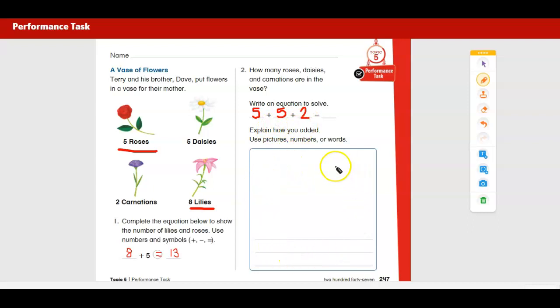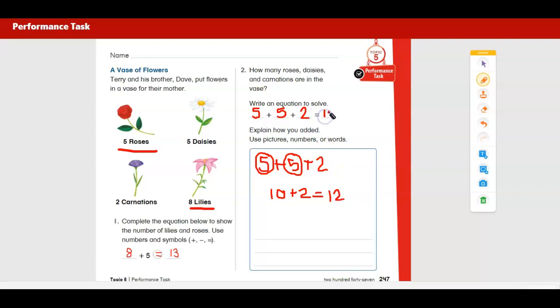So you could use this whole workspace down here to show your work using pictures, numbers, or words. I think I'm going to show it using my numbers. So I'm just going to rewrite my equation at the bottom. And I'm going to start solving this. I'm going to start solving by adding together 5 plus 5. I know 5 plus 5 is 10. And plus 2 is equal to, let's see, 10 plus 2 gives me 12.